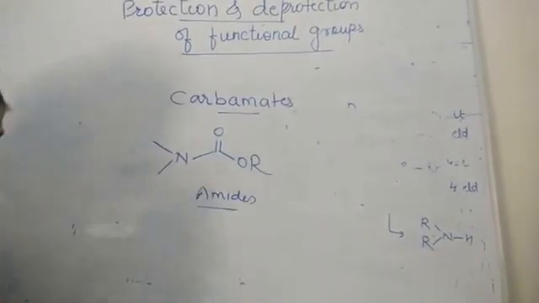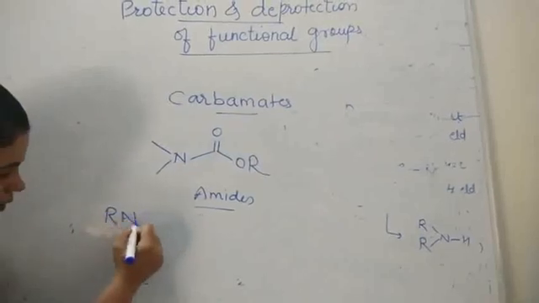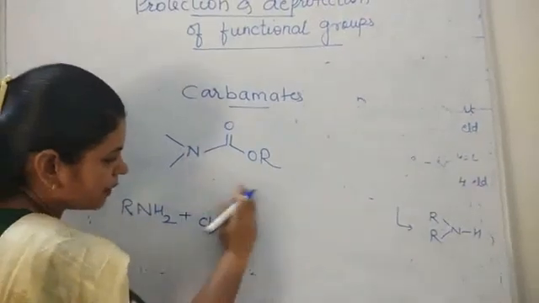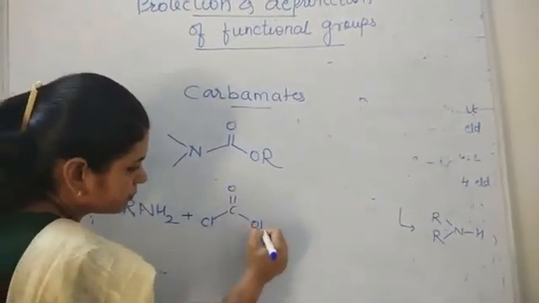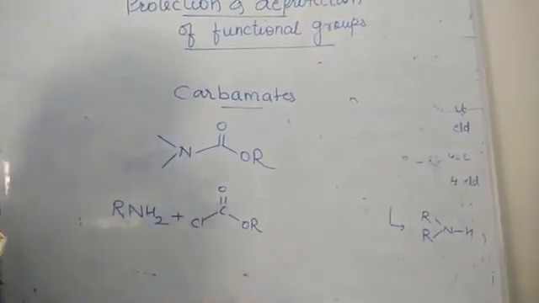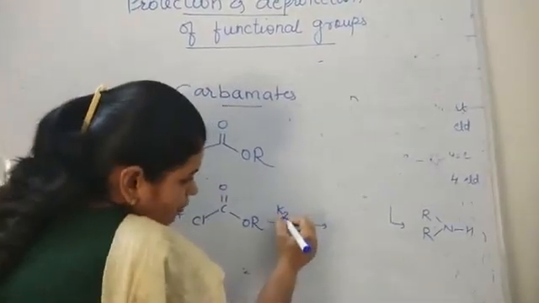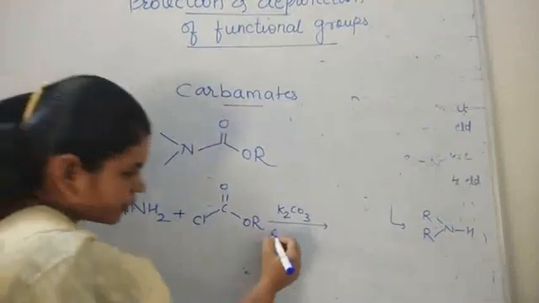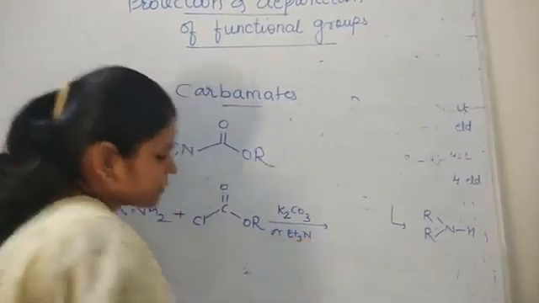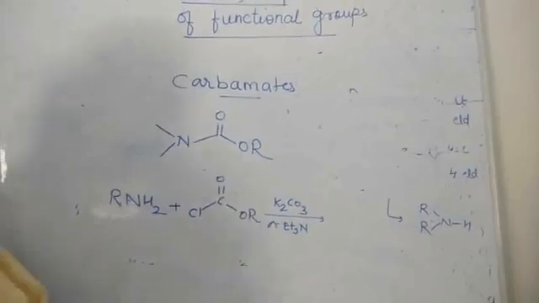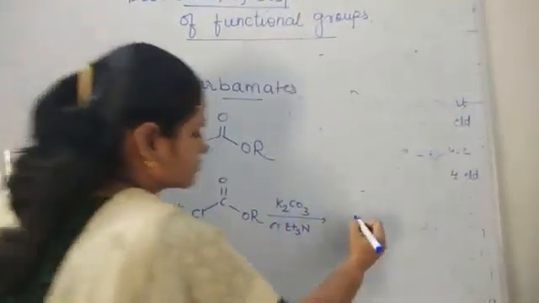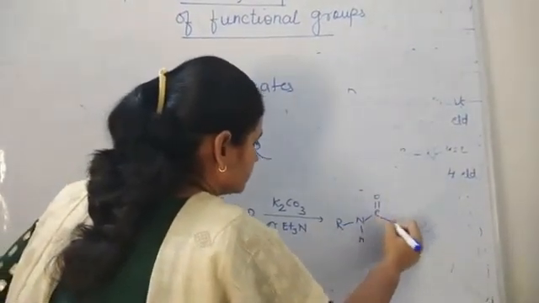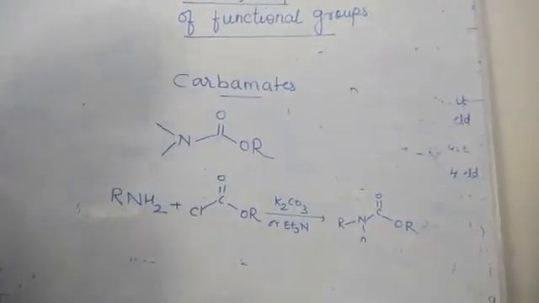These compounds are stable to oxidizing reagents and aqueous bases, but may react with reducing agents. Now see how these compounds are prepared. Suppose primary amines are there, this type of compound. This type of chloroester is used in presence of K2CO3, potassium carbonate, or we can use Et3N, that means triethylamine, to form such a type of substituted product.